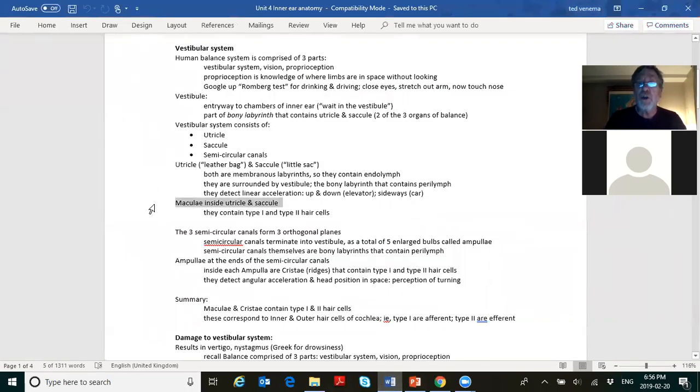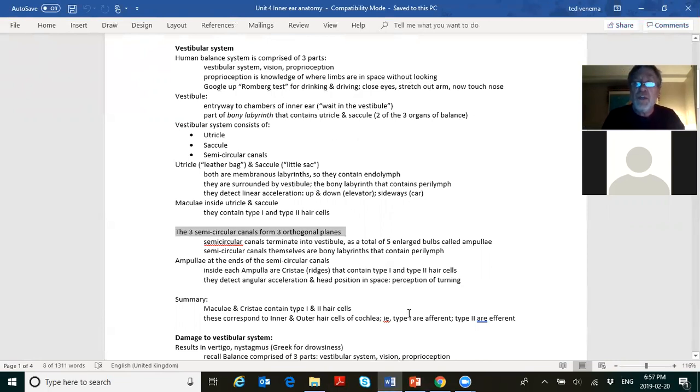Macula inside utricle and saccule contain type 1 and type 2 hair cells. 3 semicircular canals form 3 orthogonal planes. Put a star by that. Orthogonal is what I was pointing at when I pointed to the corner of the roof here, of the ceiling. 3 perpendicular angles, like this, and then a floor on the bottom. In other words, you got this plane, and this plane, meeting at 90-degree angles.